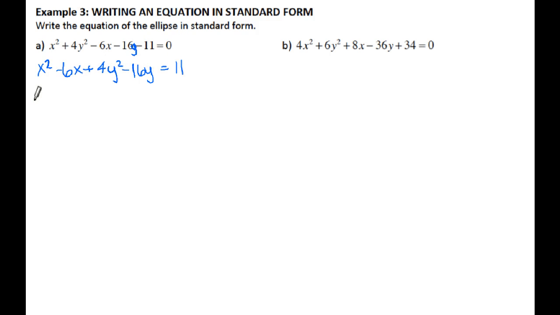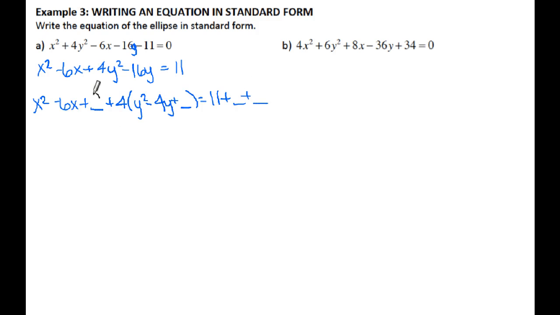For my x's, I'm going to insert my blanks. Now for the y's, since we do have the number in front of our y, we need to factor that out first. So that's going to be y squared minus 4y, because you also need to factor out the 4 from this term as well. Plus a blank equals 11 plus a blank, because we need our equation to stay balanced.